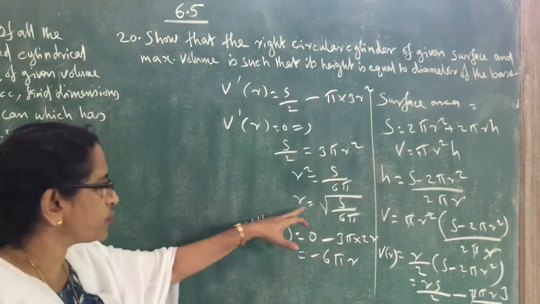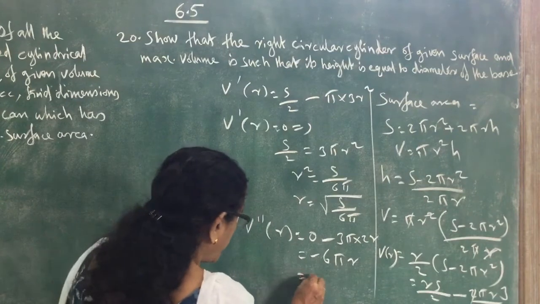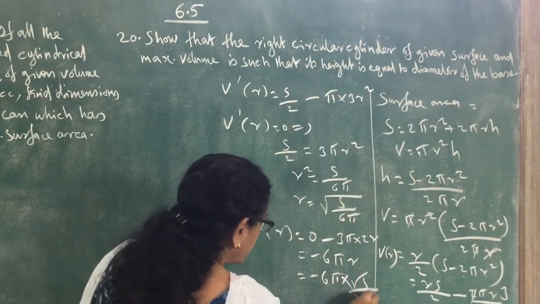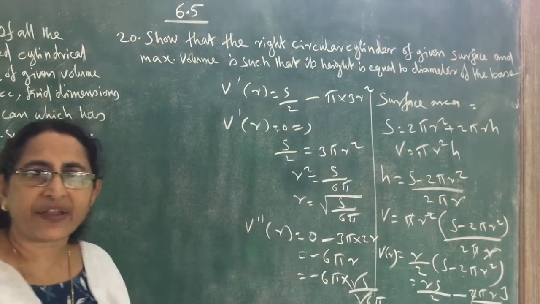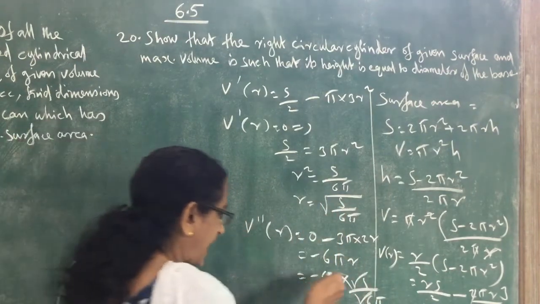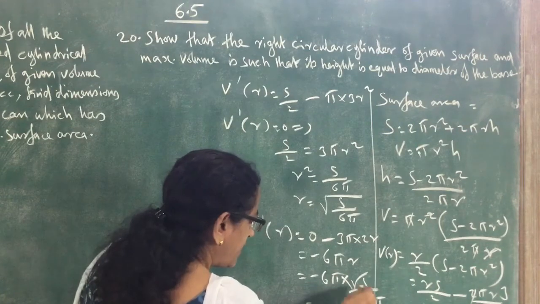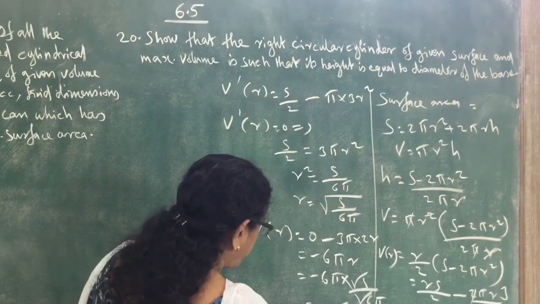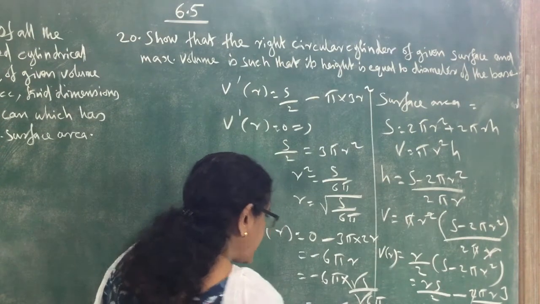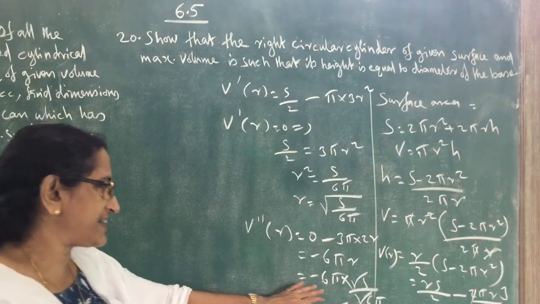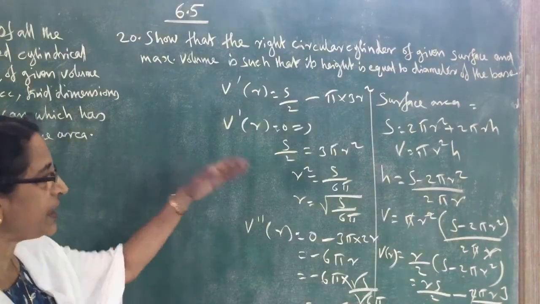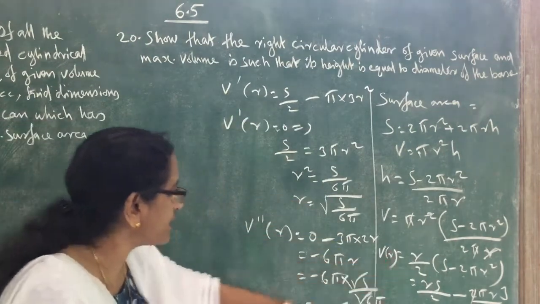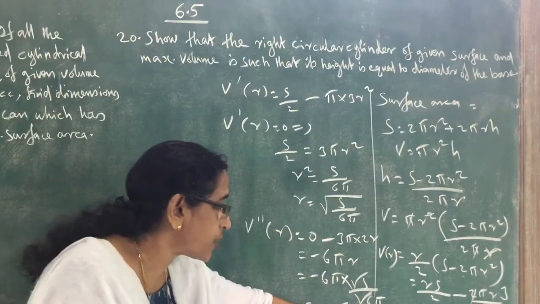Now we have to substitute this value of r. That is equal to minus 6 pi into root S by root 6 pi. Root of S by 6 pi means root S by root 6 pi. So cancelling this, we get minus root S into root 6 pi, that is minus root of 6 pi S. That is less than 0. So we proved that this function V of r is maximum. Less than 0 means maximum.